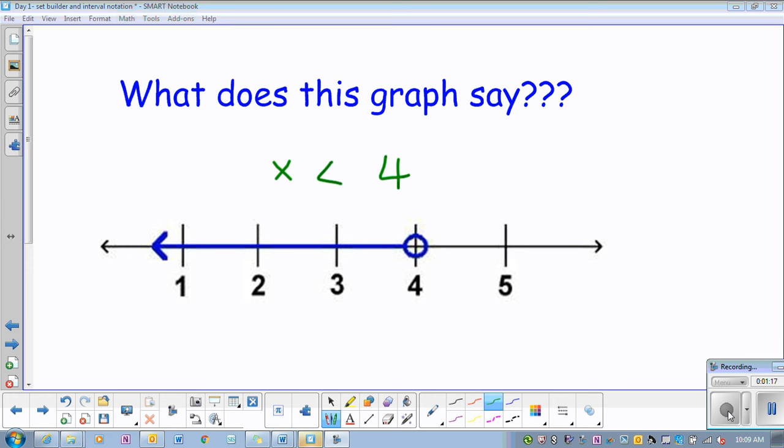What if this is a closed circle? Then it includes 4. So how would you write that? You put a line underneath the... Good. If it's a closed circle, then you would put less than or equal to, right? You would have to put this little line there. Good.